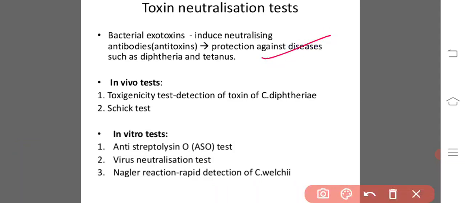In vivo tests: toxicity test, detection of toxin of C. diphtheriae, and Schick test. In vitro tests: anti-streptolysin O, ASO test, virus neutralization test, and nasal reaction, rapid detection of Clostridium welchii.